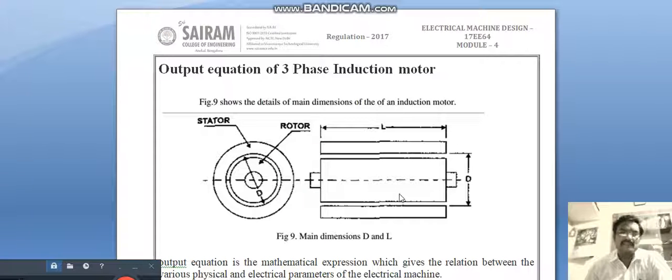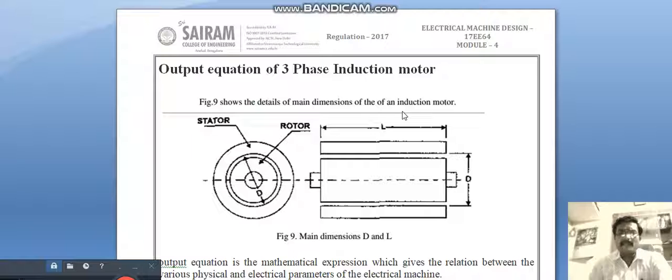Induction motors work on the principle of pure induction. We are not going to give any supply to the rotor. Only to the stator are we giving the supply. Based on induction, the rotor starts to rotate. That's why these motors are called induction motors. Now, the output equation of a three-phase induction motor.